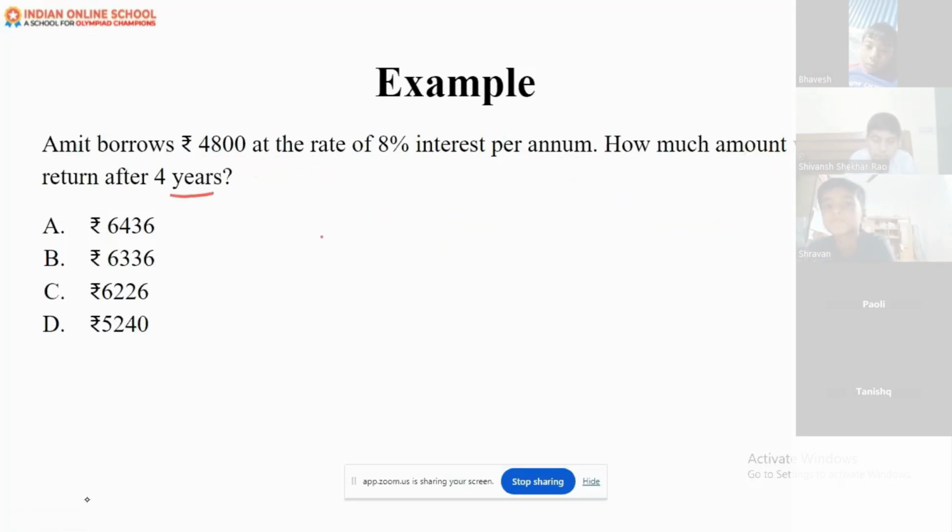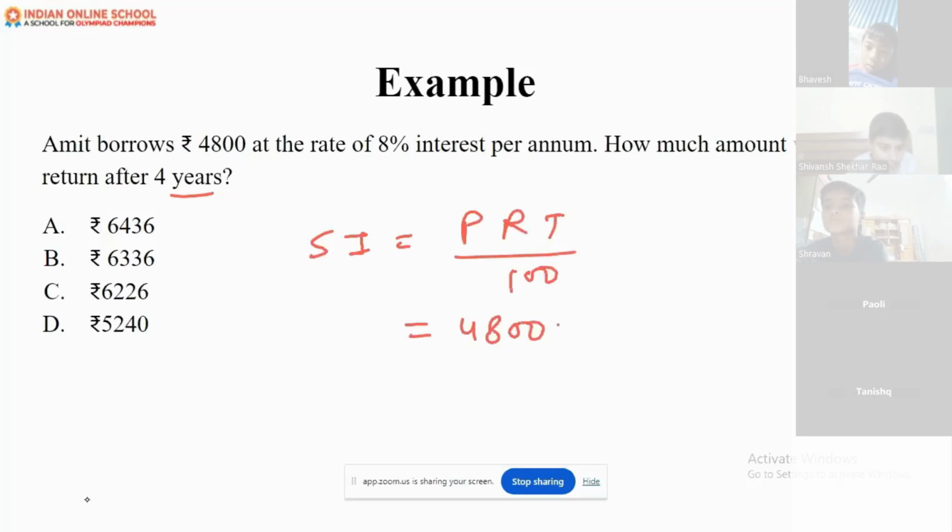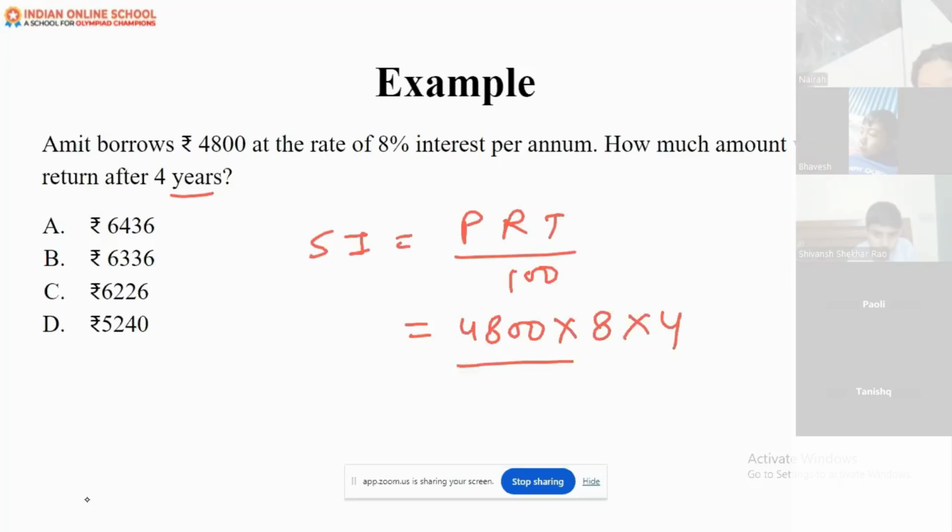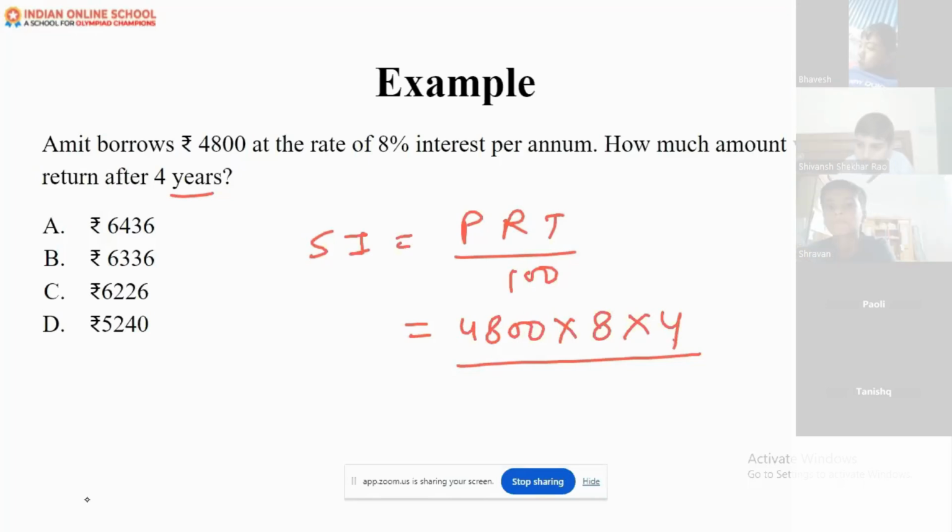So what is the formula we have? SI equals PRT upon 100. So P is here what? 4,800. Interest is R, and the rate is 8. T is 3, ma'am. Yes. Option B, ma'am. Okay, solve it in your notebook, everyone, and check who has given that answer, dear.